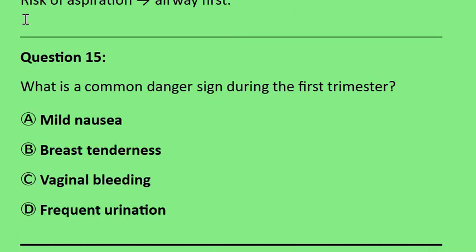Question number 15. What is the common danger sign during the first trimester? Pause the video for 5 to 10 seconds. Read each option. The tip is apply your clinical and theoretical knowledge and then decide which option is the best option. If you are able to give the answer correctly, well and good. If not, no need to get stressed. Go and open your book.